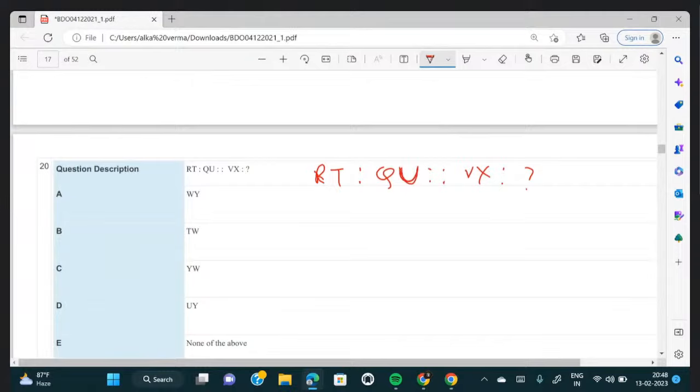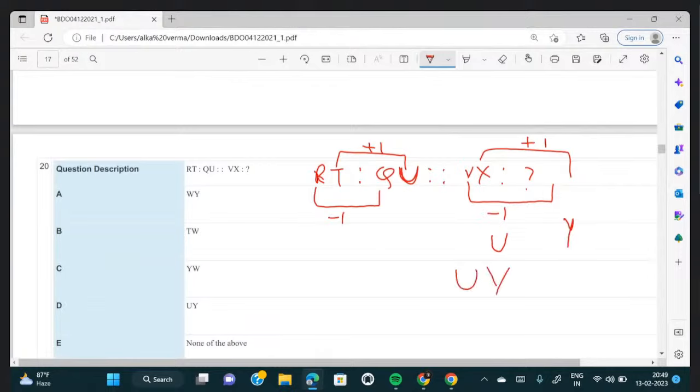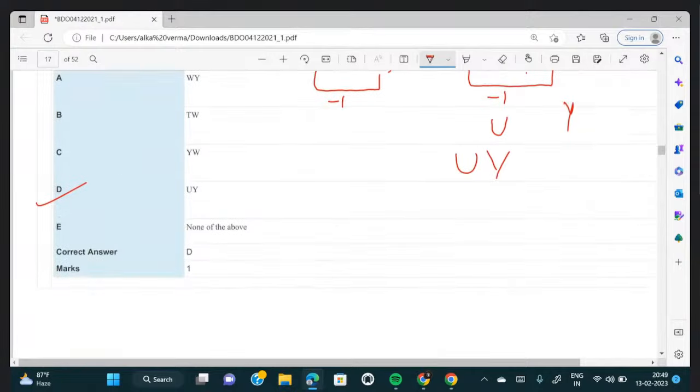If you see here, R to Q, you're going -1, means you are decreasing your alphabet by 1, and T to U you are going +1, means from R you are going 1 in decreasing order, and from T you are going 1 in increasing order. So same thing we can do here. From V, if you go 1 in decreasing order, we get U, and from X, if you go 1 in increasing order, we get Y. Answer should be U and Y. Is it anywhere there? Yes, UY. So first find the answer, then look at the options.